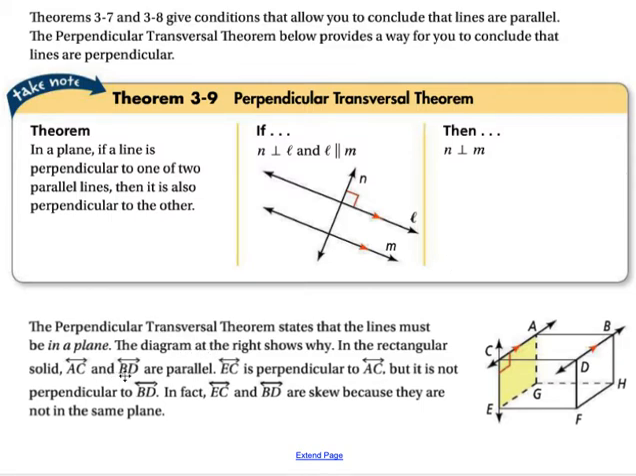So if you think about a rectangular solid, it says line AC and line BD are parallel. EC right here is the vertical one, is perpendicular to AC, but it's not perpendicular to BD. And if you recall, it's actually skew. So this theorem does not hold true unless you're in the same plane. So I just wanted to point that out.